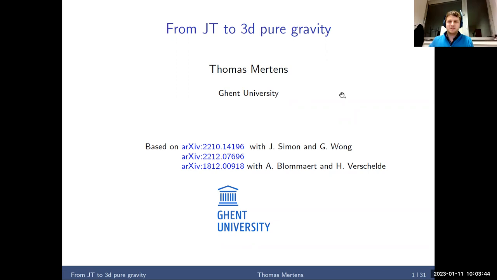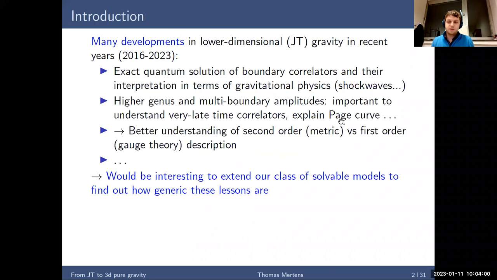Okay. So thanks for inviting me to give this talk, which will be mostly based on this first paper that I mentioned here in collaboration with Joanne Simon and Gabriel Wong that came out last October. So let me first start by giving you an introduction to lower dimensional gravity.